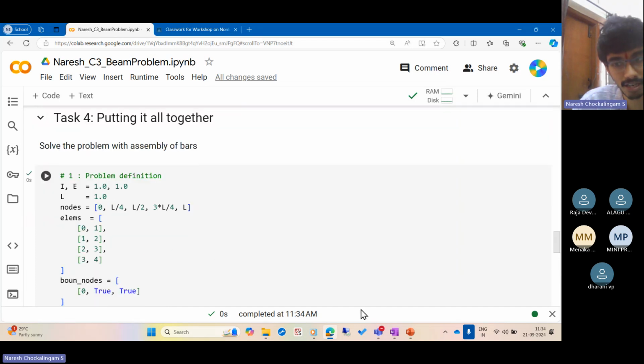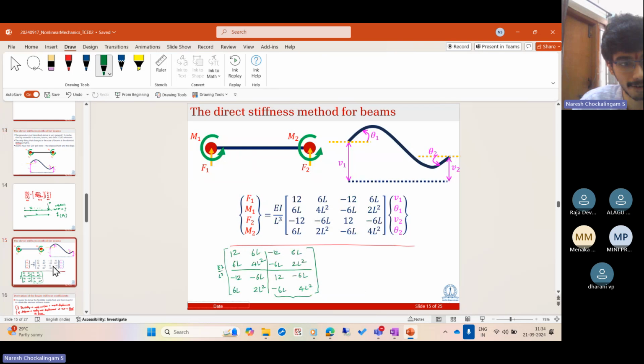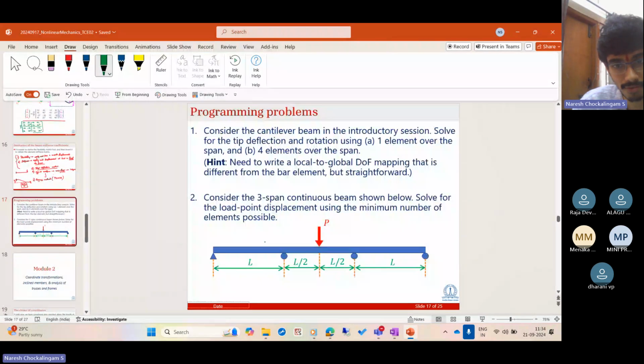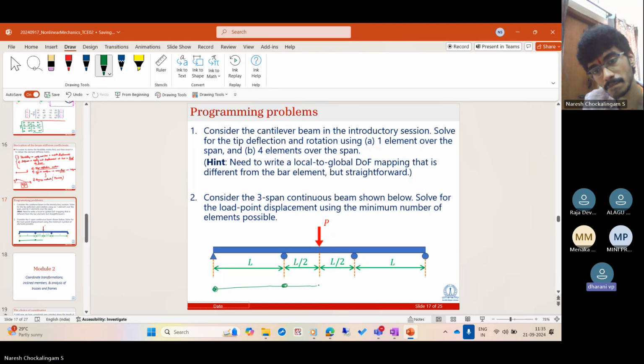Now this is fine. So can you solve the second problem? This is also simple. How many elements do we need here? I'll give you some other problem as homework, so this you can solve directly. Should I put a node here? Yes, because I'm having a force applied there. So how many nodes are there?